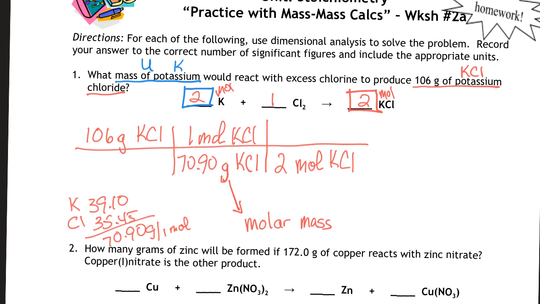So I'm on this bridge right here. So I'm going to cross over, and I'm going to switch to what I'm going to need for my unknown. So this is going to be 2 moles of potassium. So I've made that switch. So now all my other calculations are going to have to do with the potassium that I need for my answer. And it's asking for the mass of potassium.